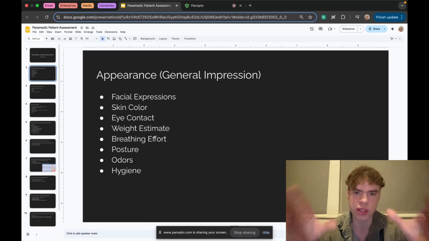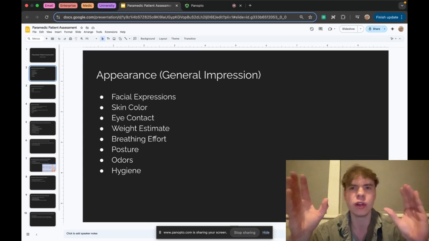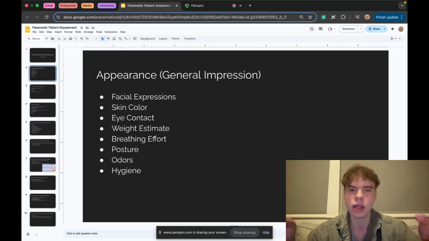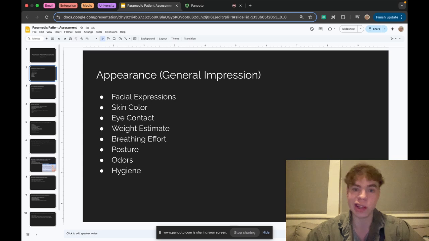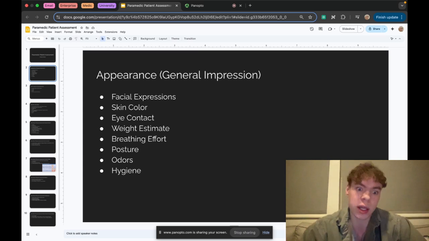Their facial expressions. How are they looking? Are they in any pain? Do they look like they're irritated? What's their skin color? Are they pale? Do they have normal skin color? Is their skin red? Are they cyanotic? Are they low on oxygen? That can tell us a lot of things as well. Are they making eye contact with us? Are they unconscious? Because if they're unconscious, they won't be able to make eye contact with us.